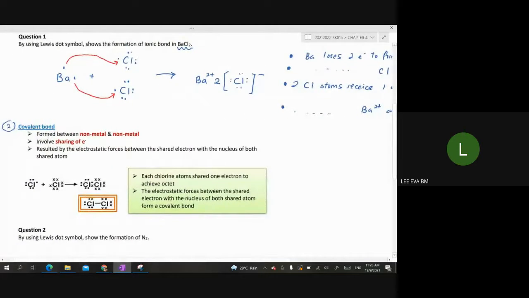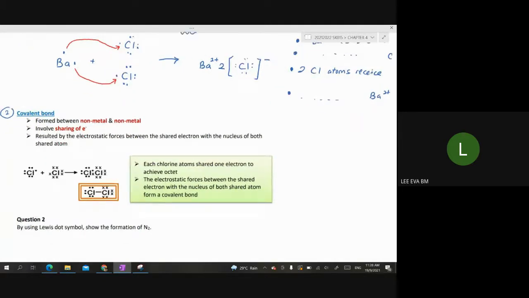It involves sharing of electron. So now, no transferring of electron. Therefore, over here, no arrows. Covalent bonds, no arrows, because it is sharing of electron, you don't have to show the transferring. And then the resulting electrostatic forces between the shared electron and the nucleus form the covalent bond. So you must mention what the bond is in between them.